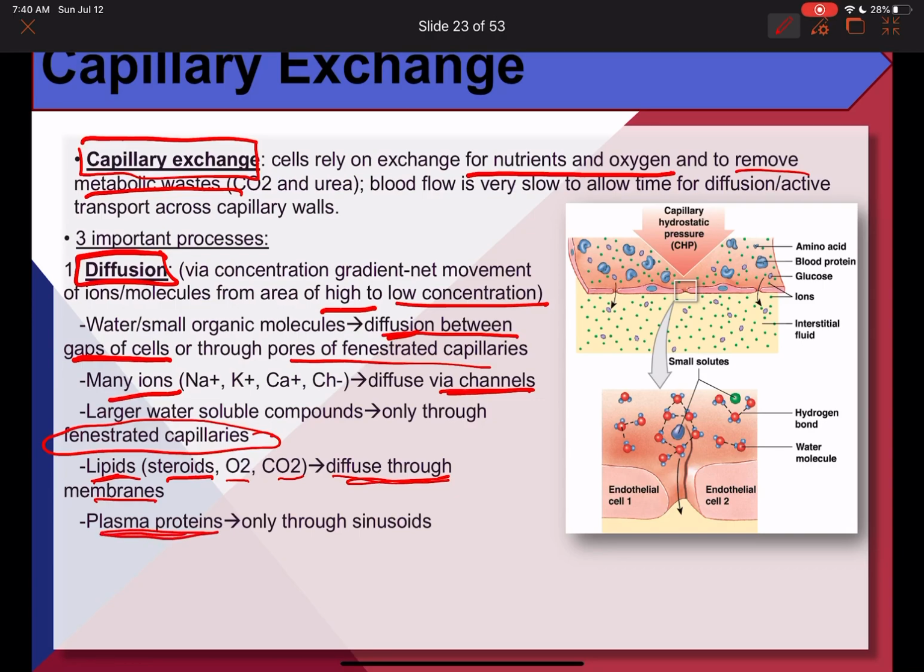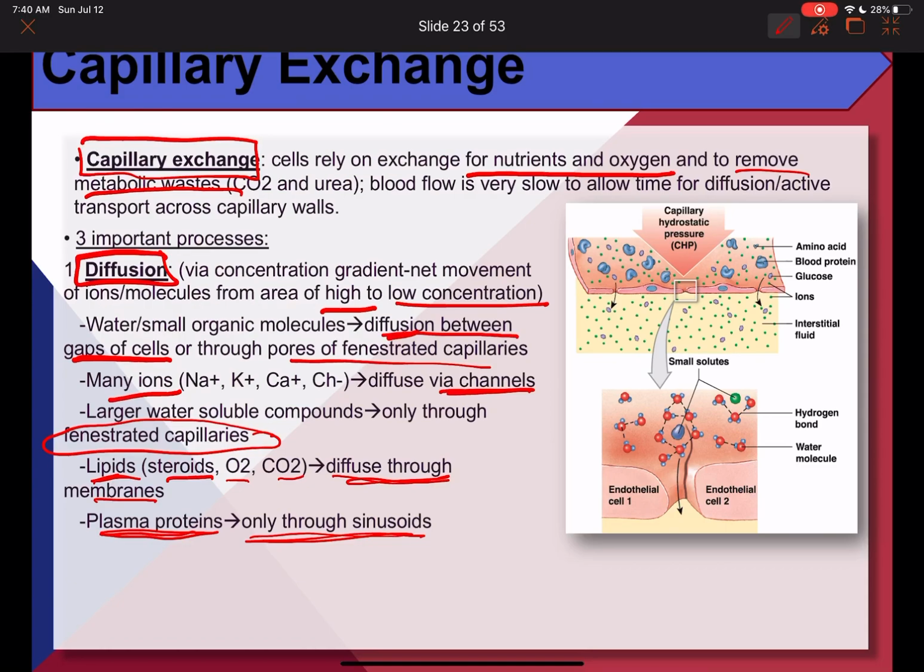And plasma proteins are only able to diffuse through sinusoids. So wherever there's an area that is just continuous capillaries or fenestrated capillaries, plasma proteins cannot cross over the capillary into the interstitial fluid. Only when there are sinusoids can they do that.